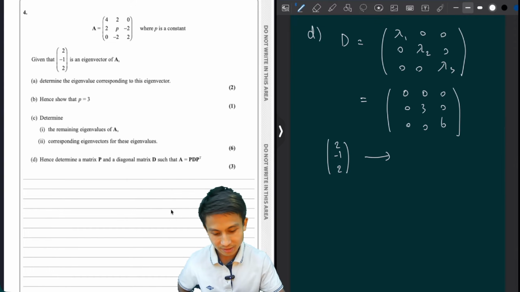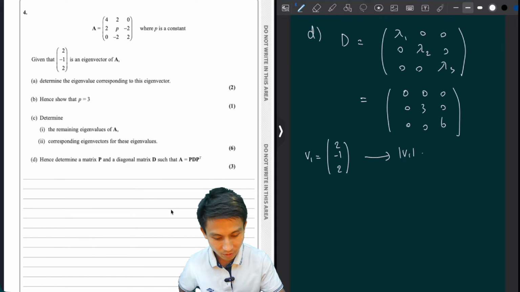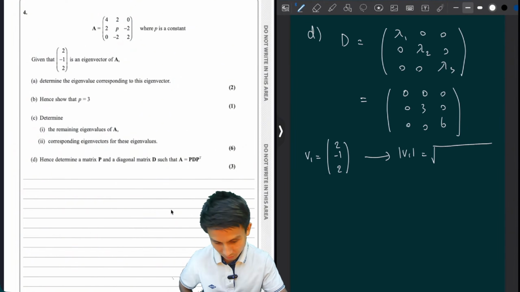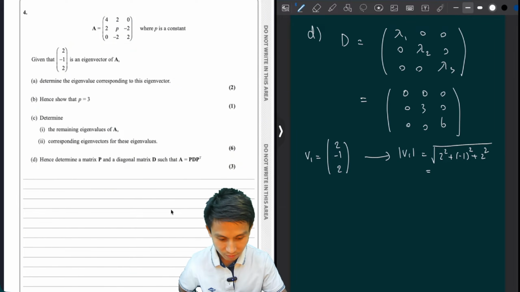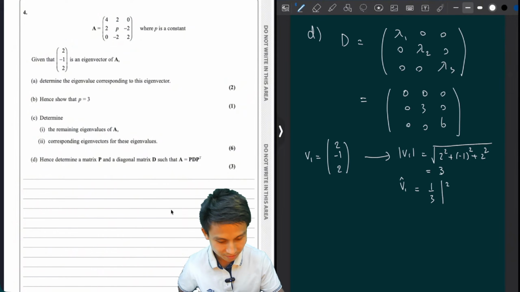I'm just going to put this as V1, the eigenvector. So the modulus of V1 is just going to be the Pythagoras of all of those, which is the square root of 4 plus 4 is 8, 8 plus 1 is 9, so that's just 3. So the normalized eigenvector V1 cap is going to be 1 over 3 times that vector.